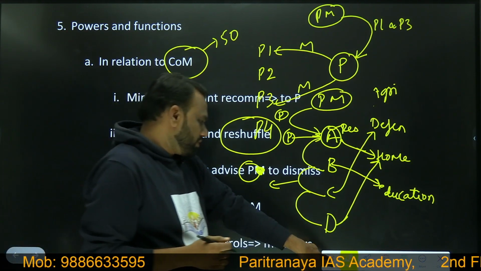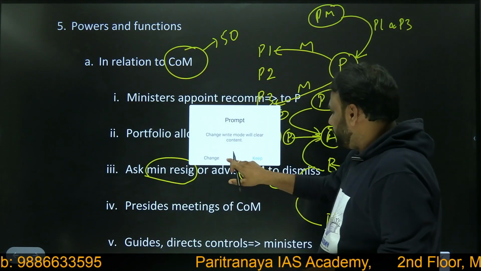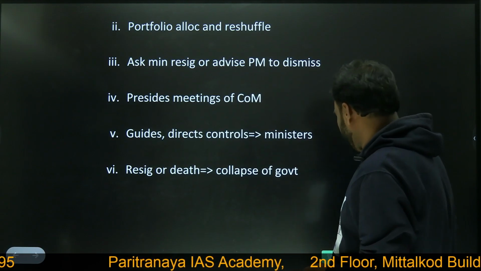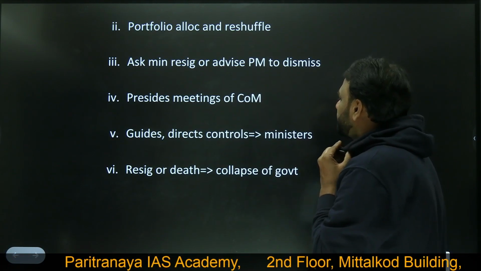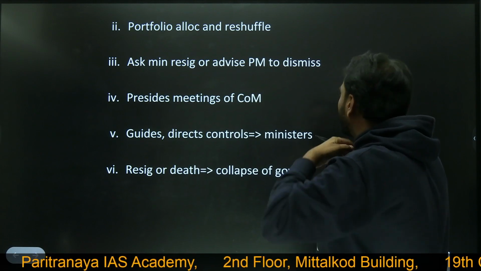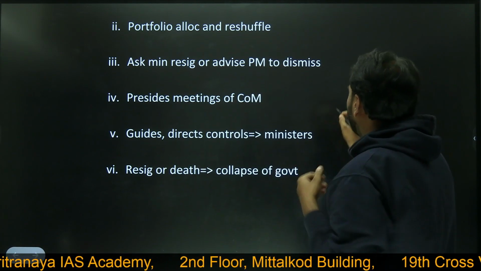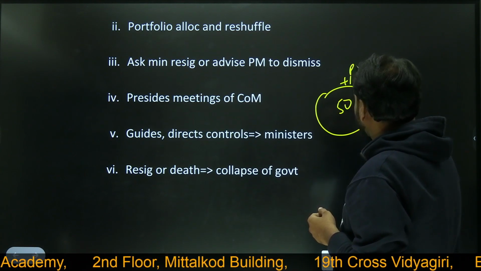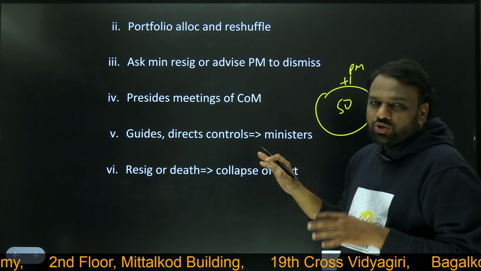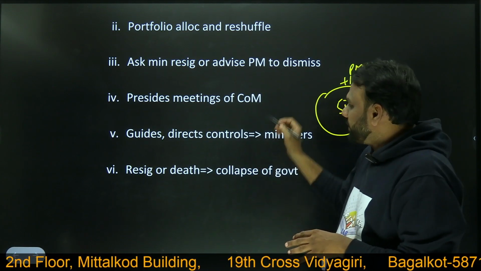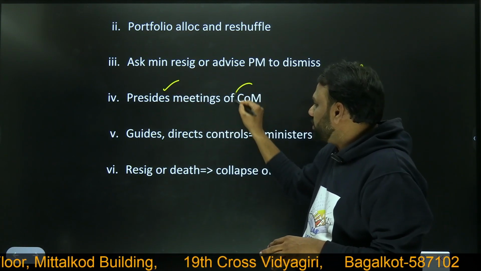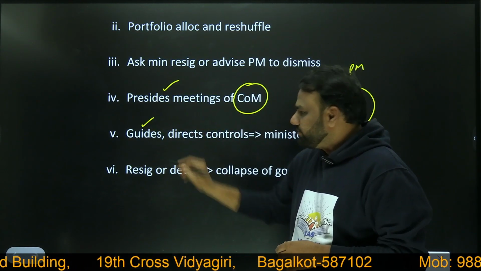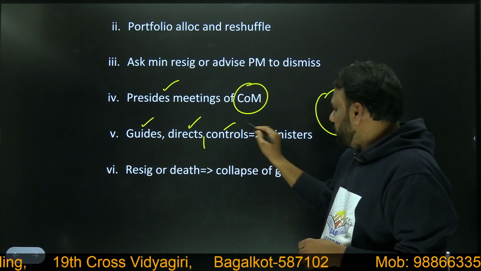Next, the other power. The Prime Minister presides over the meeting of the Council of Ministers. We know there are 50 ministers plus 1 Prime Minister. So when they are meeting, who will be the head of that meeting? Who will be presiding? The Prime Minister will preside over the meetings of the Council of Ministers.